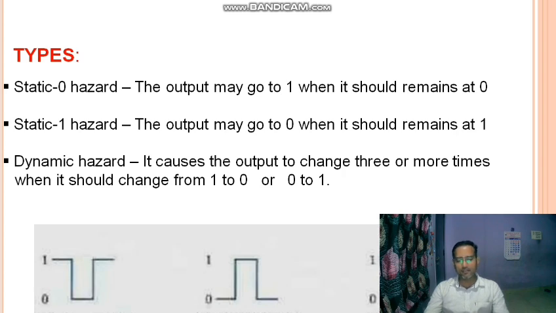In the dynamic hazard, a 1 transition is going along, then suddenly it goes down to 0, then the 0 rises to 1, and the same 1 goes down to 0. The first change happens from 1 to 0, the second change happens from 0 to 1, and the third change happens from 1 to 0. So in this dynamic hazard, as the definition already said, 3 or more changes happen in the output. That is called a dynamic hazard.